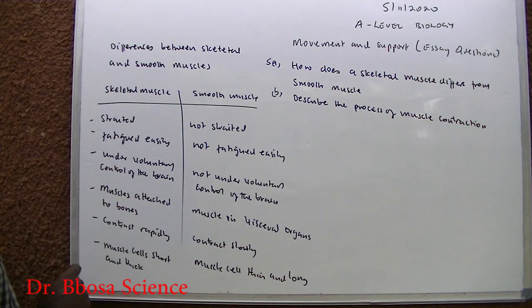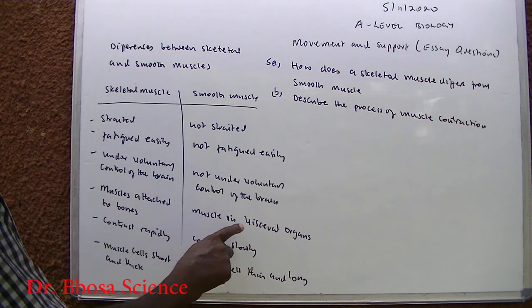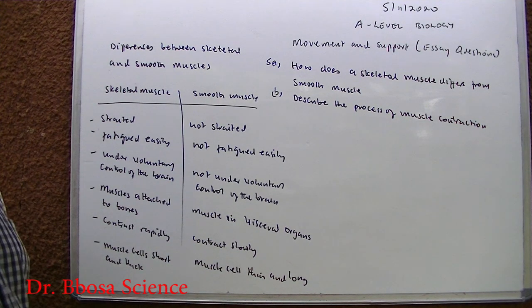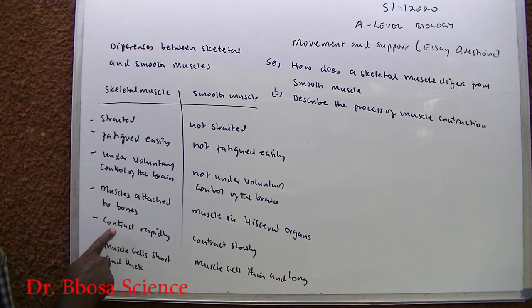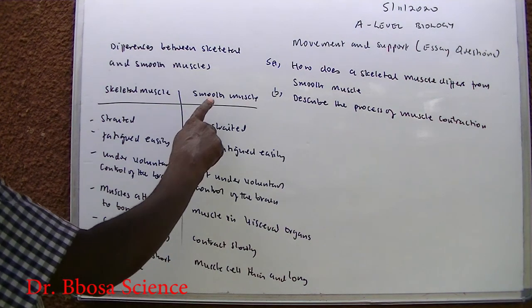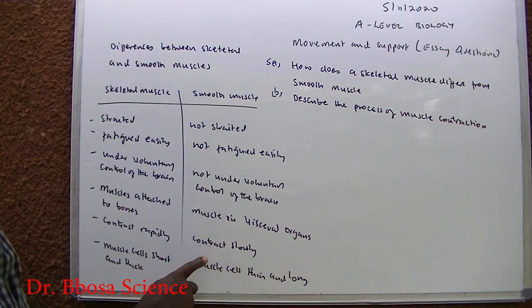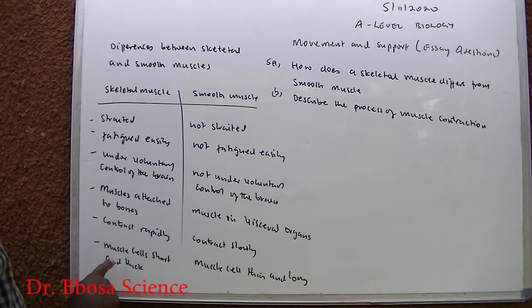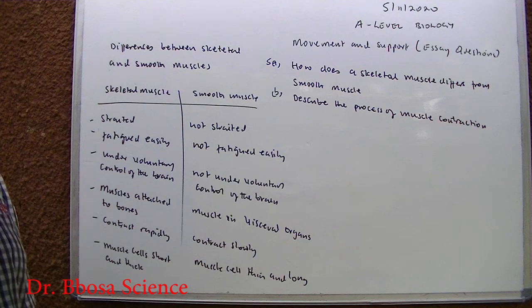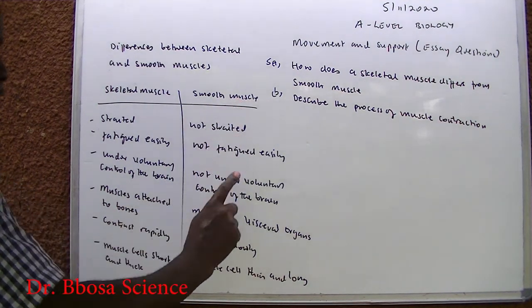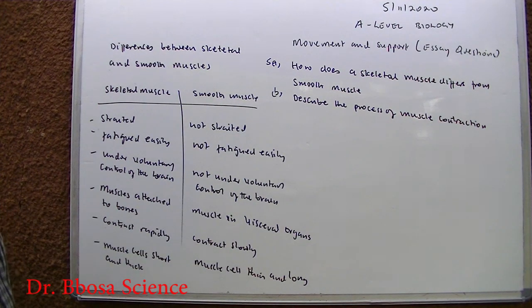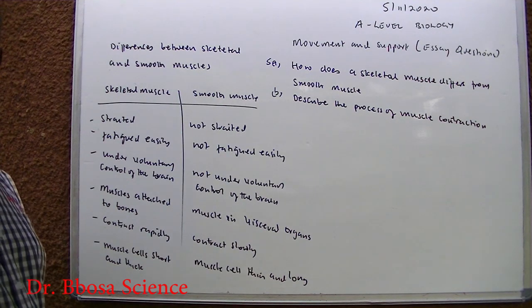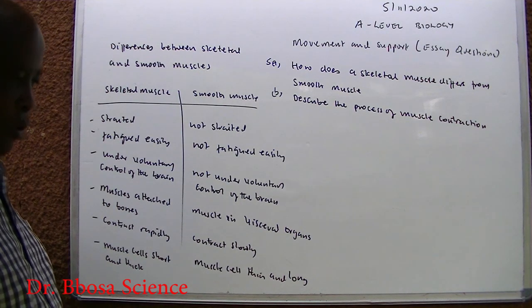Skeletal muscle is attached to the bone. Smooth muscles are in the visceral or internal organs. Skeletal muscle contracts rapidly. Smooth muscle contracts slowly. Skeletal muscle has cells that are short and thick. Smooth muscle has muscle cells that are thin and long.